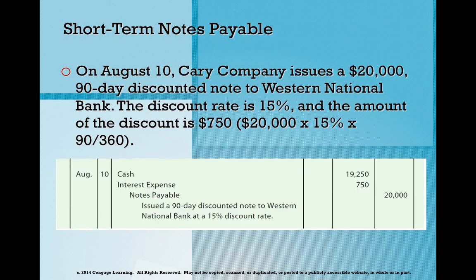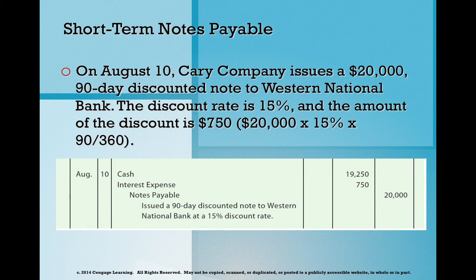And so you make this entry, debit cash not for $20,000 but for $19,250. Basically, you're paying a portion of your interest expense just right off the top. So you debit interest expense for $750. You credit note payable for $20,000. Okay, so basically you're borrowing $20,000.